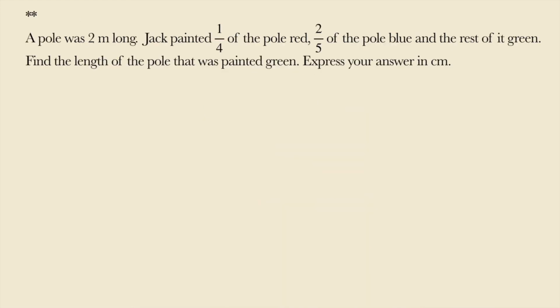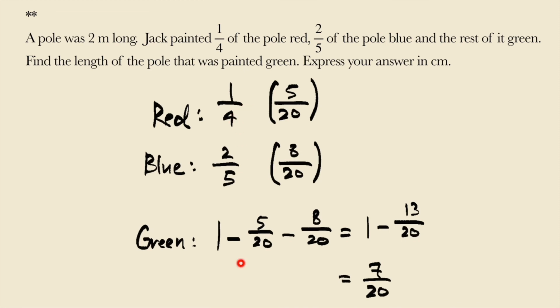A pole was 2 actual meters long. Jack painted 1/4 of it red. Now, is this meters? Nope, this is units. 2/5 of that same pole, hang on, shouldn't the denominators be the same here? Because we are talking about the same pole, right? And the rest green. Find the length that was painted green, special requirement in centimeters, and they gave you meters at first. Okay, green is basically this last part here. So we're going to take 1 whole minus red and blue, shall we? So red and blue, 1 whole minus red minus blue, make the denominators the same.